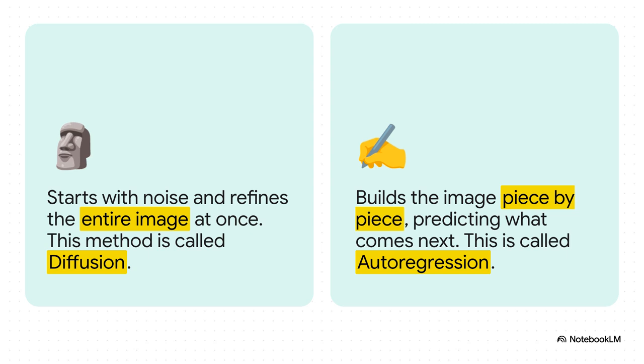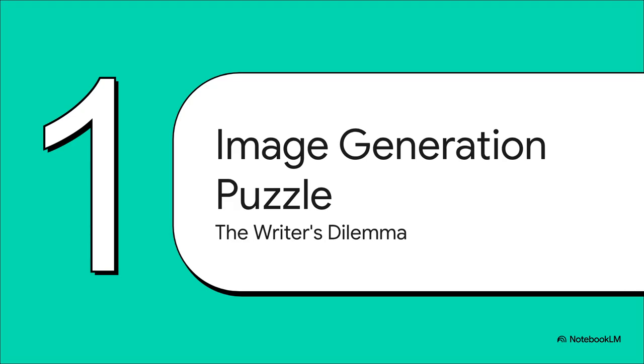But then you've got the writer. This is a totally different method called autoregression. It builds the image piece by piece, patch by patch, predicting what little bit should come next, kind of like how a language model predicts the next word in a sentence. We're going to be focusing on this writer approach today because it's been stuck on a really big puzzle for a while.